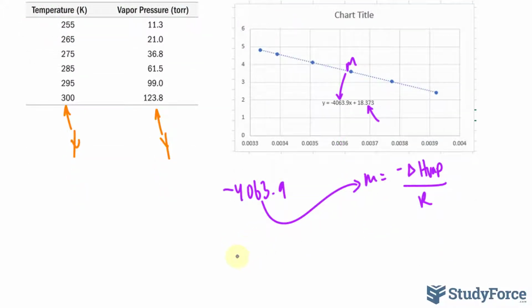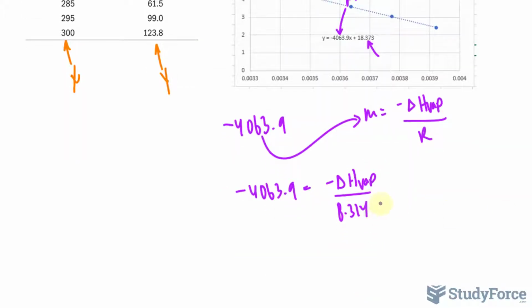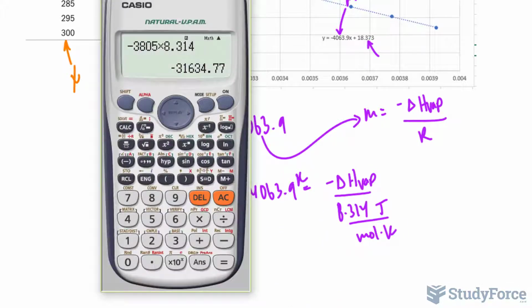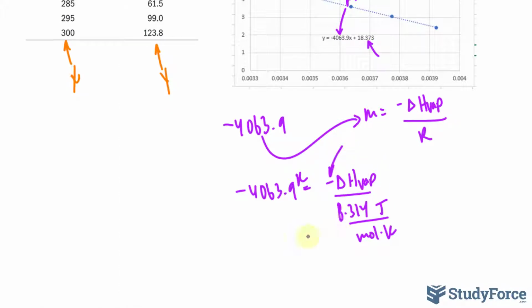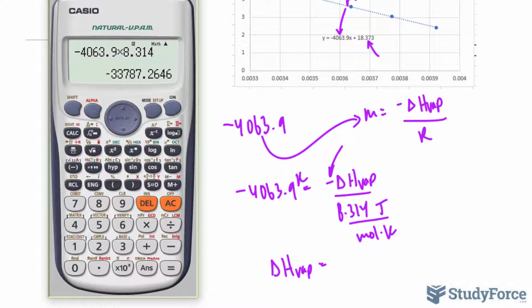Substituting this number into there, I have negative 4063.9 is equal to negative delta H vap over 8.314, which is the gas constant, and that's in joules per mole times Kelvin, and that's also in Kelvin. Multiplying both sides by this number, let's go ahead and do that. Negative 4063.9 times 8.314 divided by negative 1, this thing right here, gives us delta H vap equals 33787.